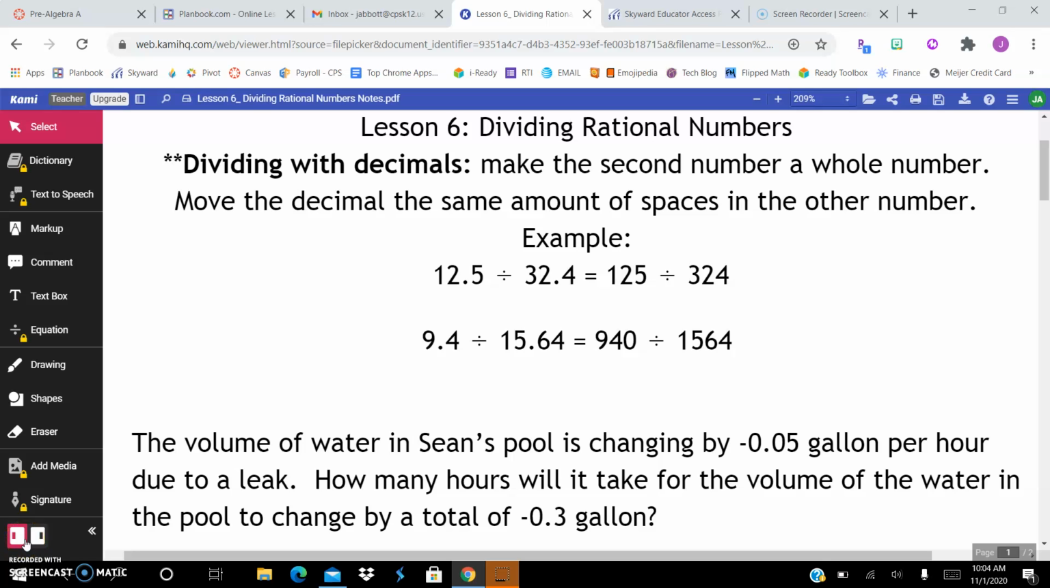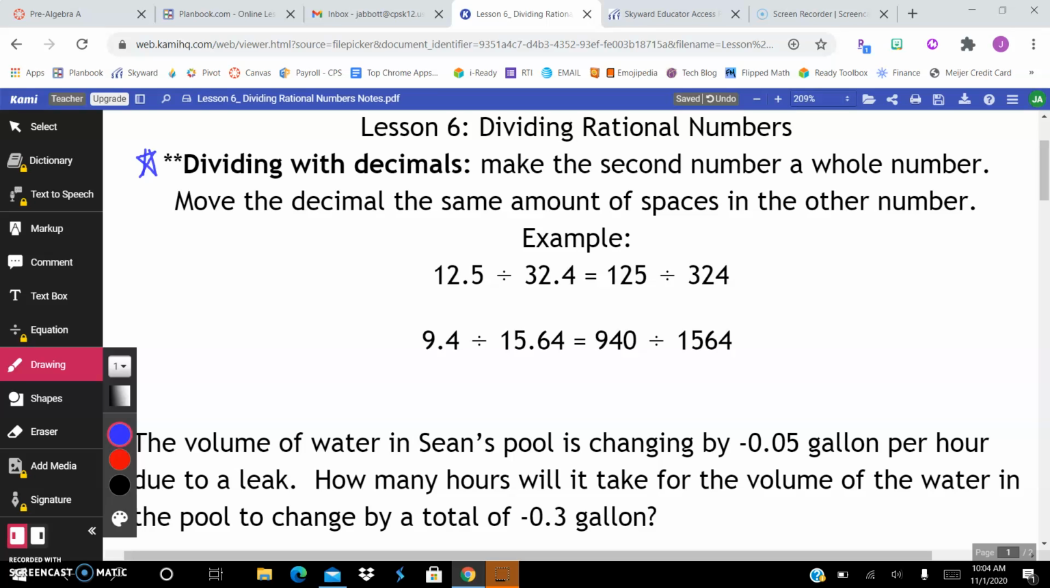Lesson 6 is on dividing rational numbers. So to start off with, we're going to take a look at decimals. To divide with decimals, we have to make the second number a whole number. So this is very important right here. The second number that you're dividing has to be a whole number. So we're going to have to slide the decimal places.